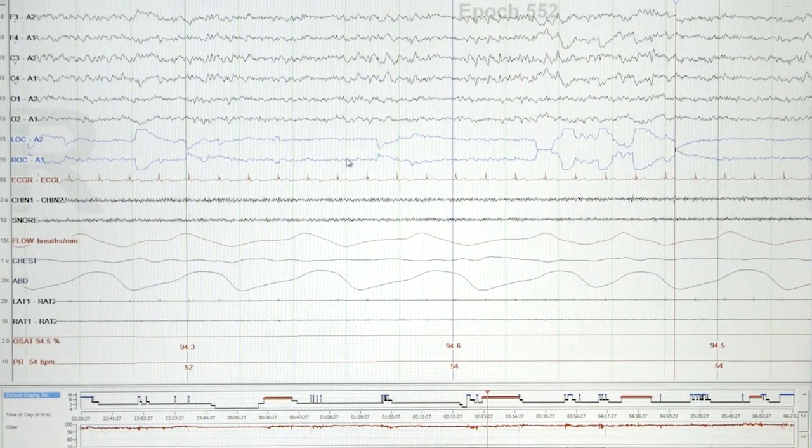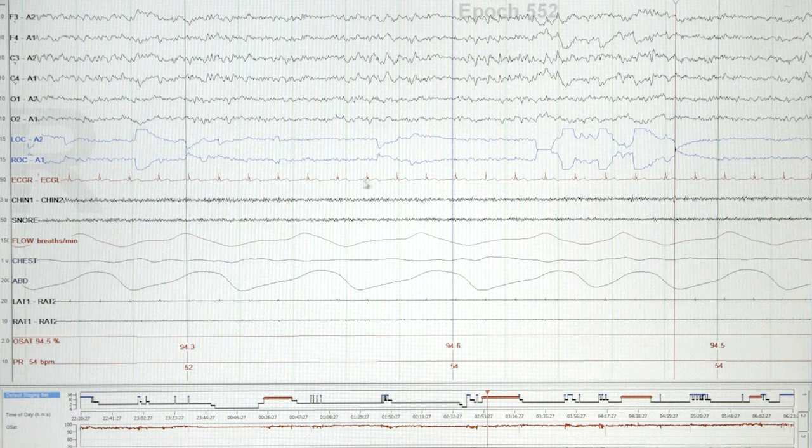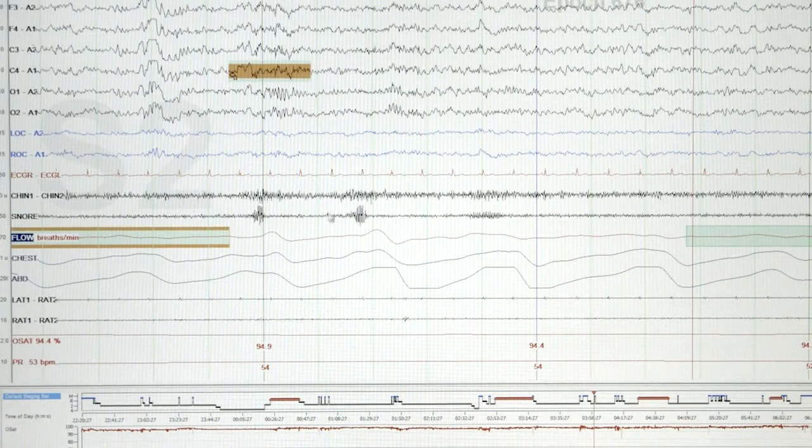These 2 blue channels are eye wave channels. That tells us when you go into REM, or rapid eye movement sleep, which is where you do your vivid dreaming. And it's fairly typical every 90 to 120 minutes to go through a cycle of REM. This is the electrocardiogram that tells us the heart rate and rhythm. This is the snoring channel, so we can see some snoring here.